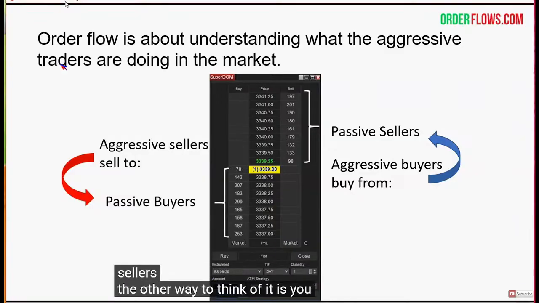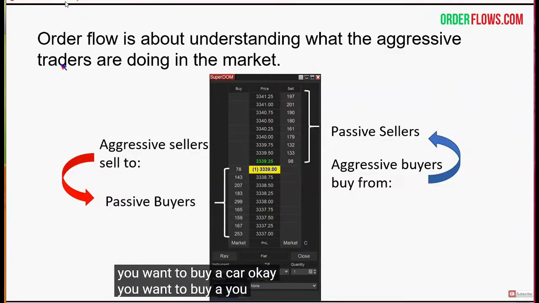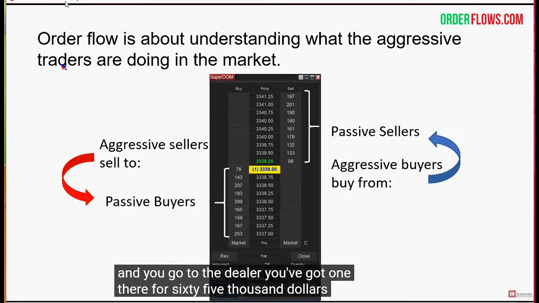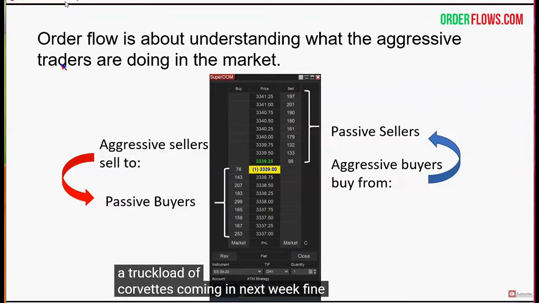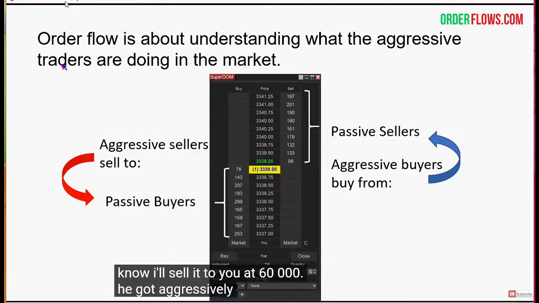The way to think of it is, you want to buy a car, okay? You want to buy the new Corvette, and you go to the dealer, you see he's got one there for $65,000. You think, I don't want to pay $65,000, I'll bid $60,000. Well, he wants to sell it at $65,000. So no trade's going to happen unless one of you gets aggressive. The dealer may think, oh gosh, I've got a truckload of these Corvettes coming in next week. Fine, I'll sell it to you at $60,000. And he got aggressive, he sold it.